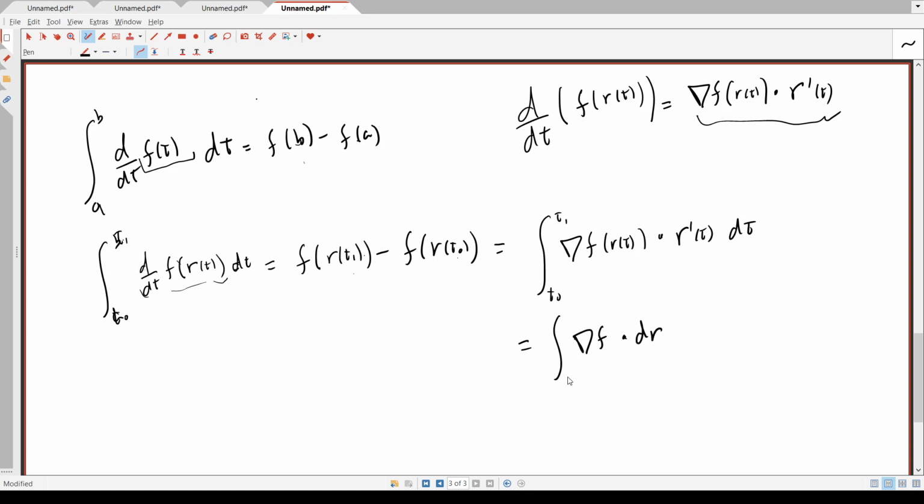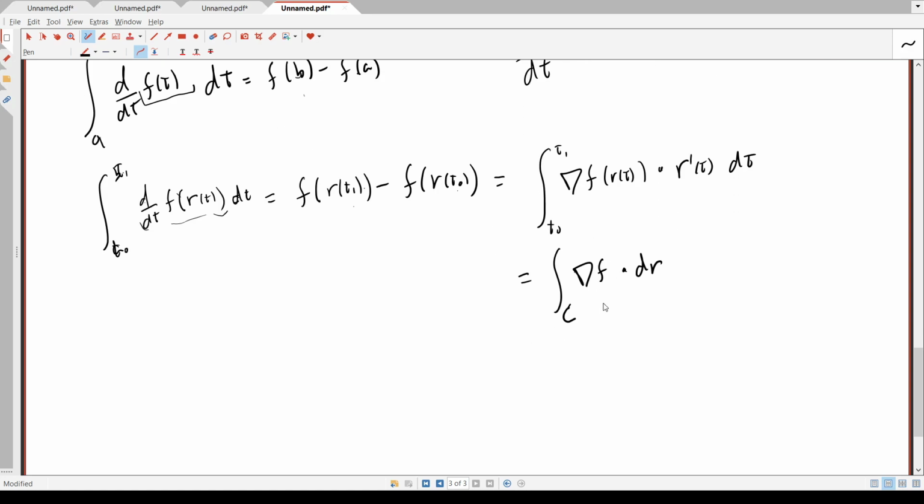So this is over some curve. Here, I'm doing the line integral of a function that is a gradient. So if I can write this as a gradient of something, then it becomes really easy to evaluate. I just evaluate it at the two ends of the curve that I'm interested in.